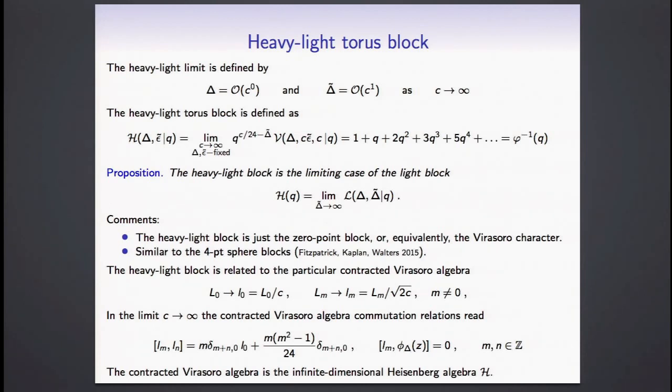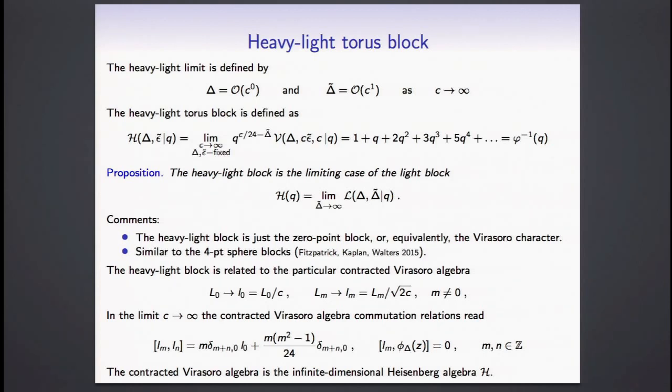We also observe that since the heavy light block does not depend on conformal dimensions at all, it's just the 0-point block or Virasoro character. This situation is quite similar to what happens on a sphere, where these relations were observed for 4-point blocks and 5-point blocks. The heavy light block also admits this contracted Virasoro algebra interpretation.